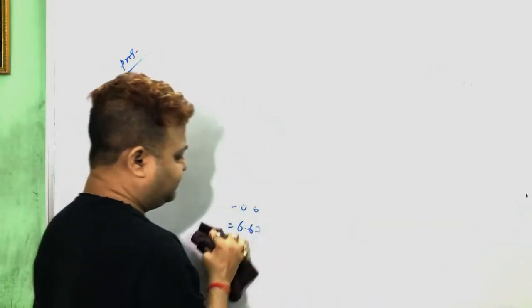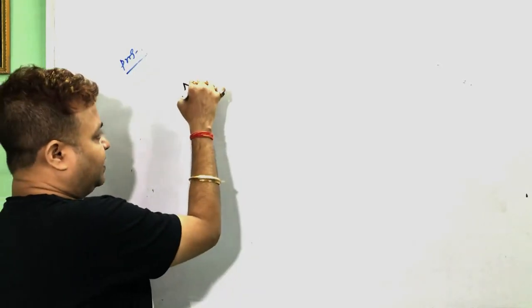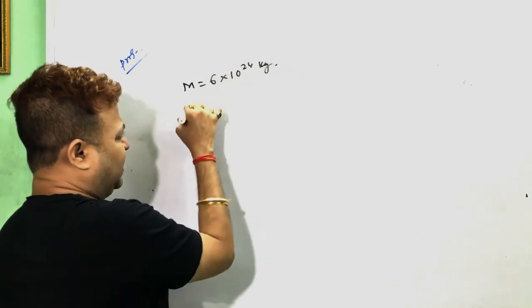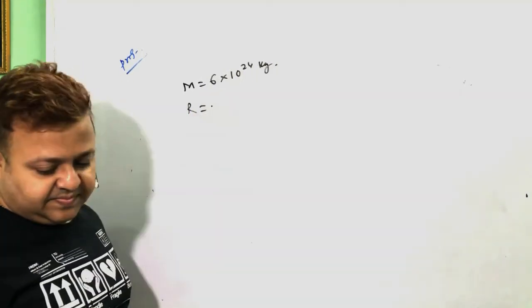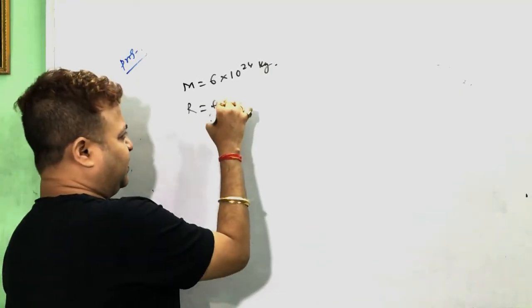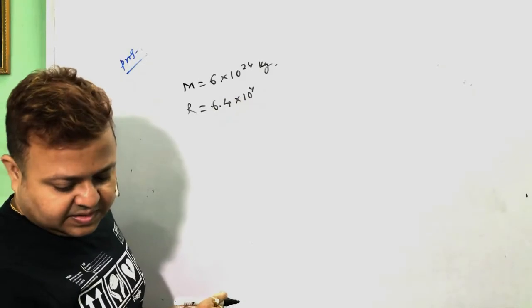Mass of the earth is given as 6 into 10 to the power 24 kg, and the radius of the earth is given as 6.4 into 10 to the power 6 meters.